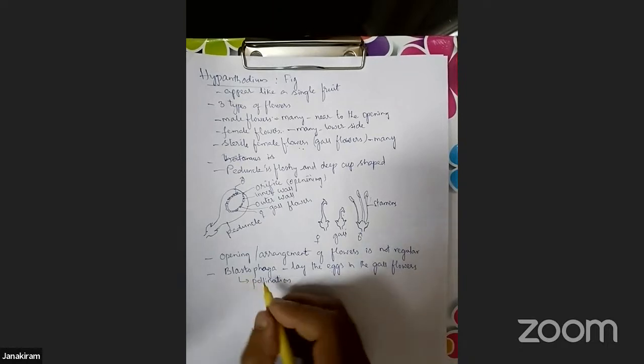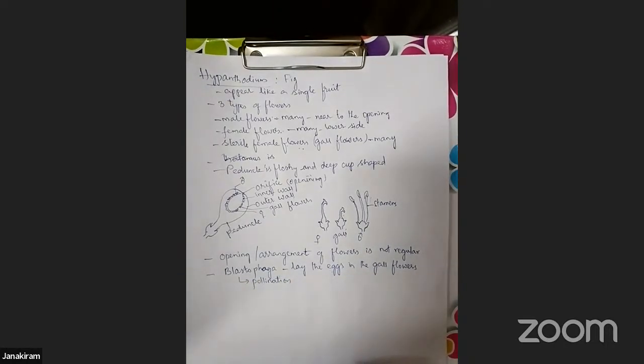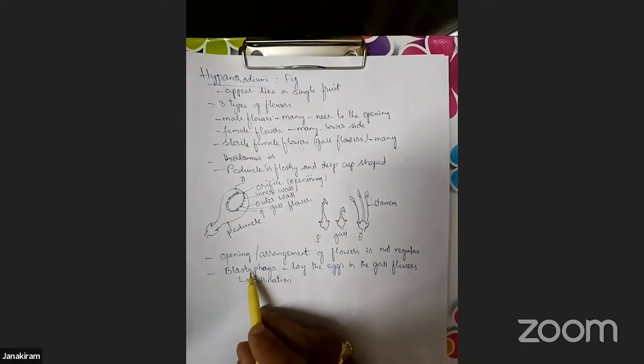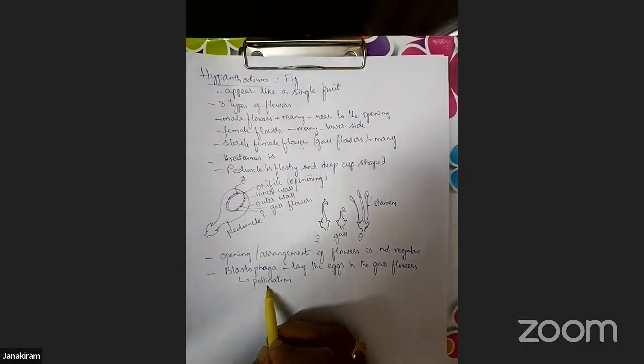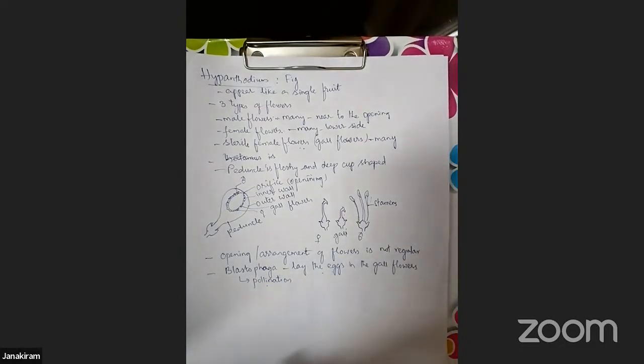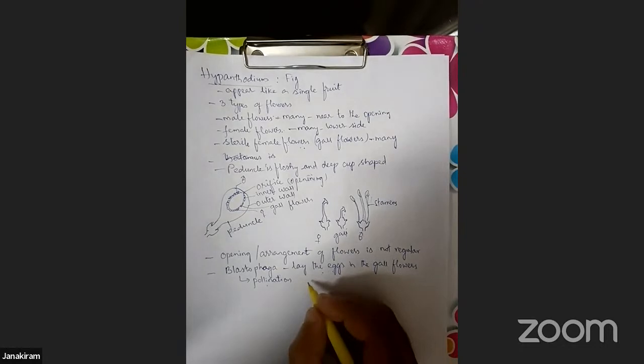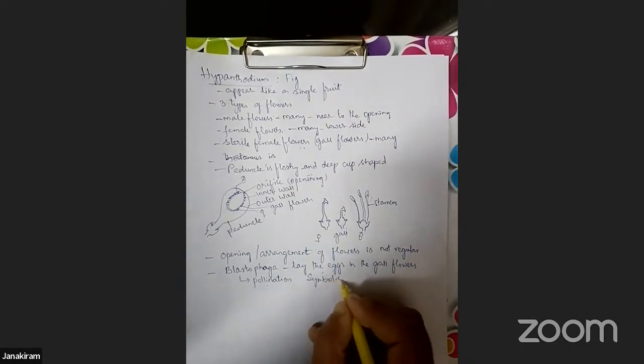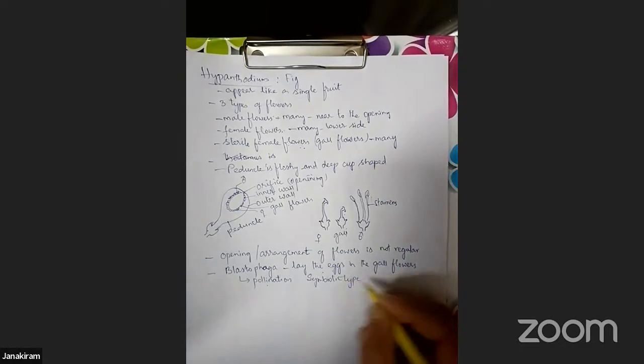So we can call this a type of symbiotic relationship. Why? Because Blastophaga is helping the Hypanthodium flowers by pollination. That is, Hypanthodium flowers are getting benefited by this association, and at the same time, the eggs are protected. The eggs of the Blastophaga are protected by the Hypanthodium inflorescence. That is, both of them are benefited. So we consider this a type of symbiotic type of pollination.